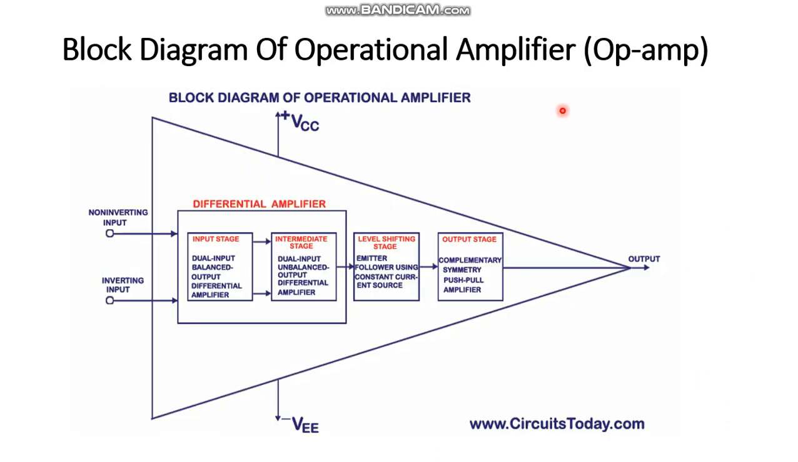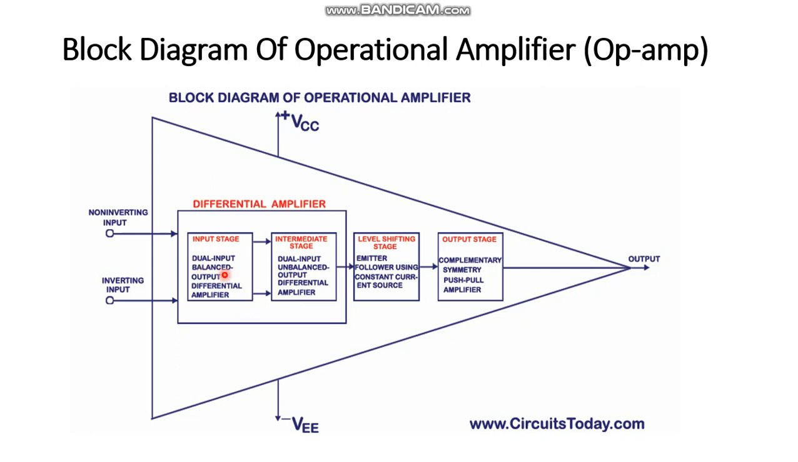This is the block diagram of operational amplifier Opamp. So coming to the block diagram, inside the block diagram we have 3 stages. One is differential amplifier stage, level shifting stage, output stage. Inside the differential amplifier stage again we have 2 stages. One is input stage, other one is intermediate stage. In input stage, it's a dual input balanced output differential amplifier. We will discuss later what is this dual input balanced output.